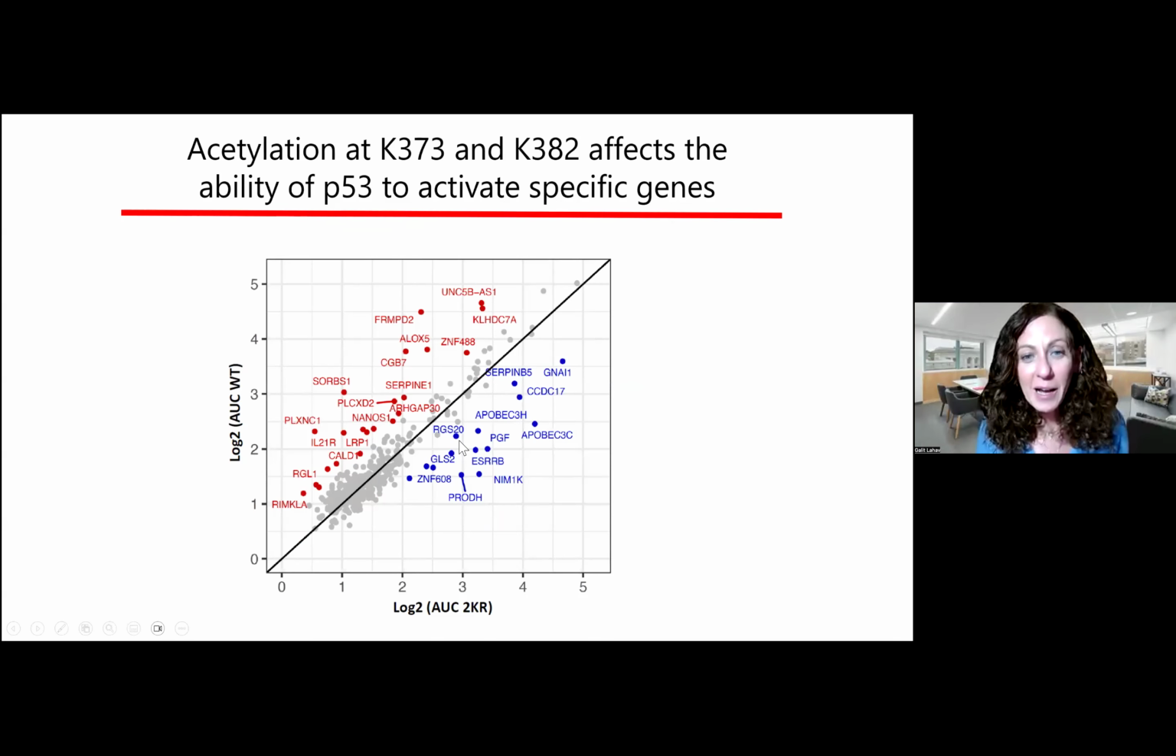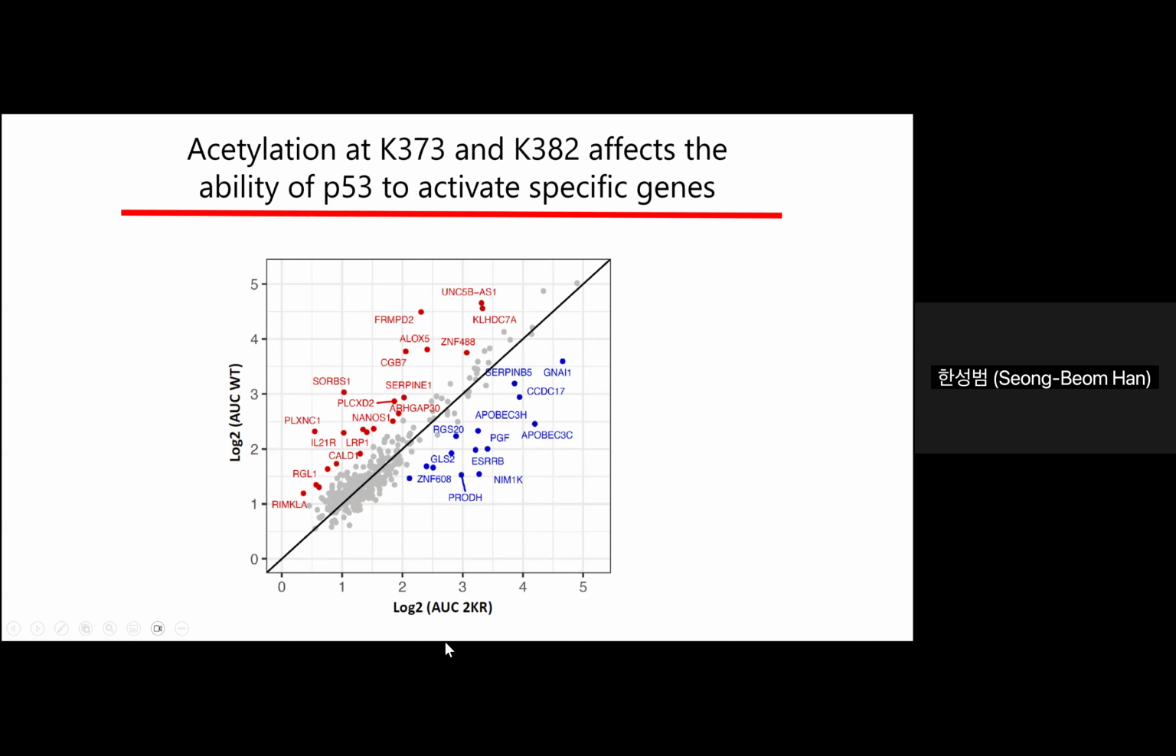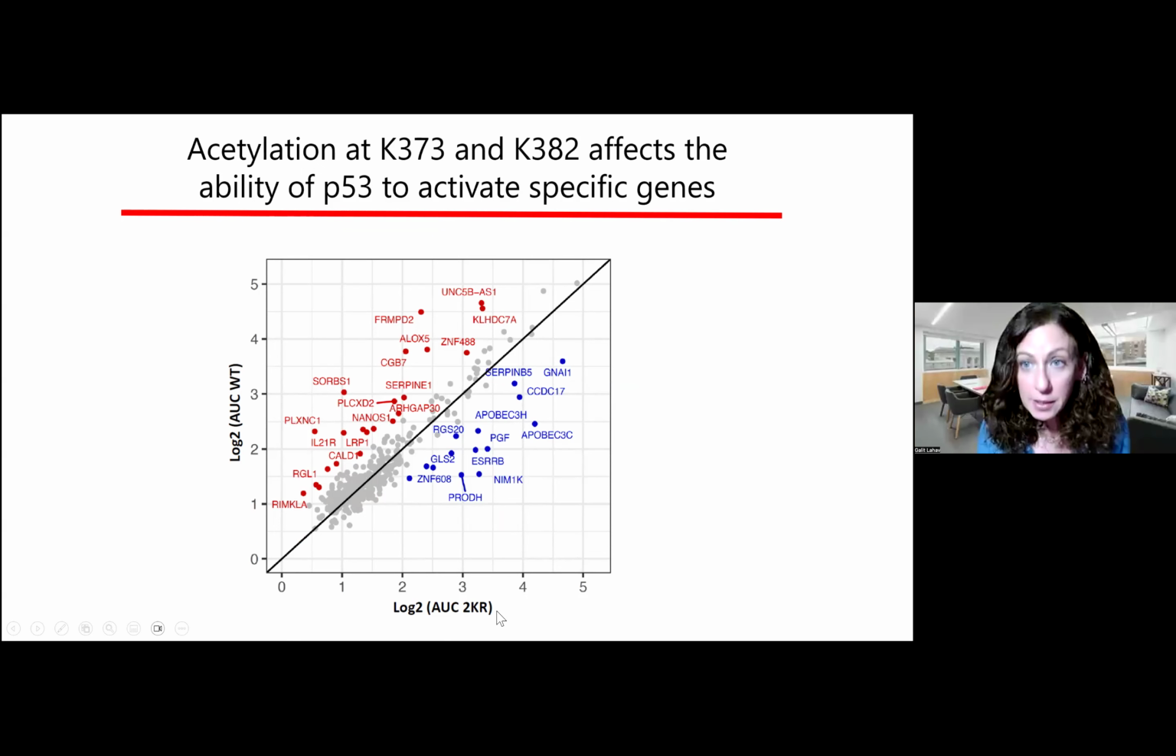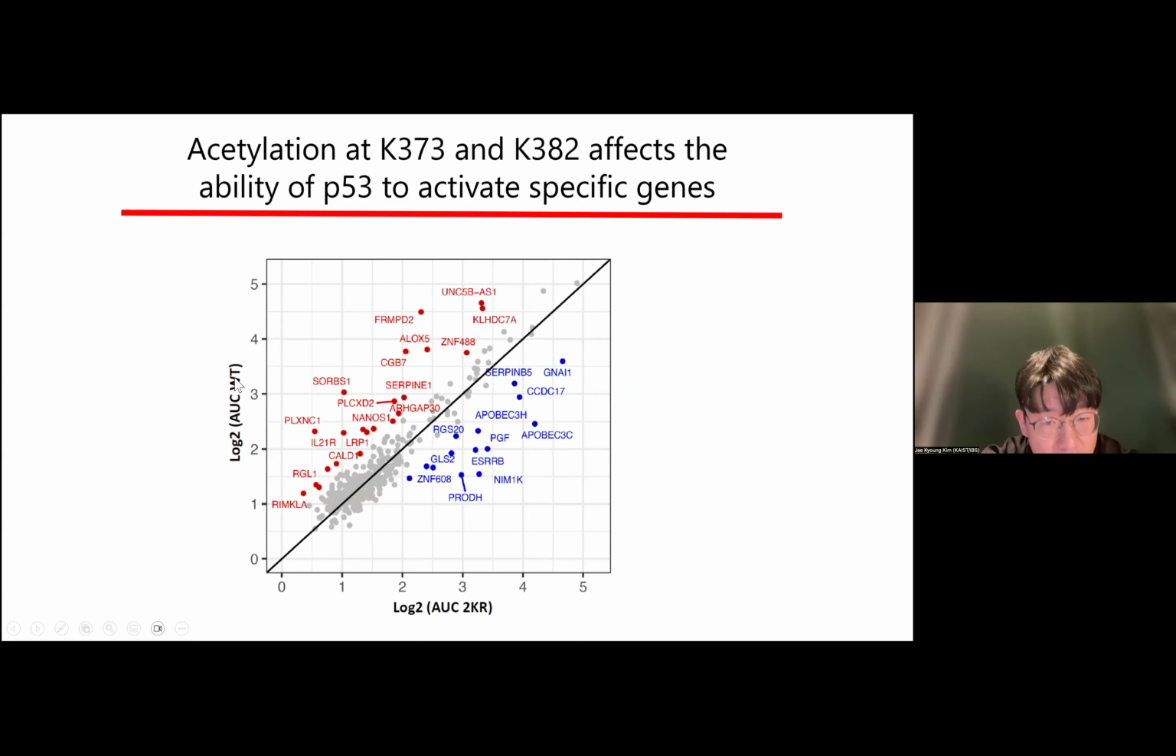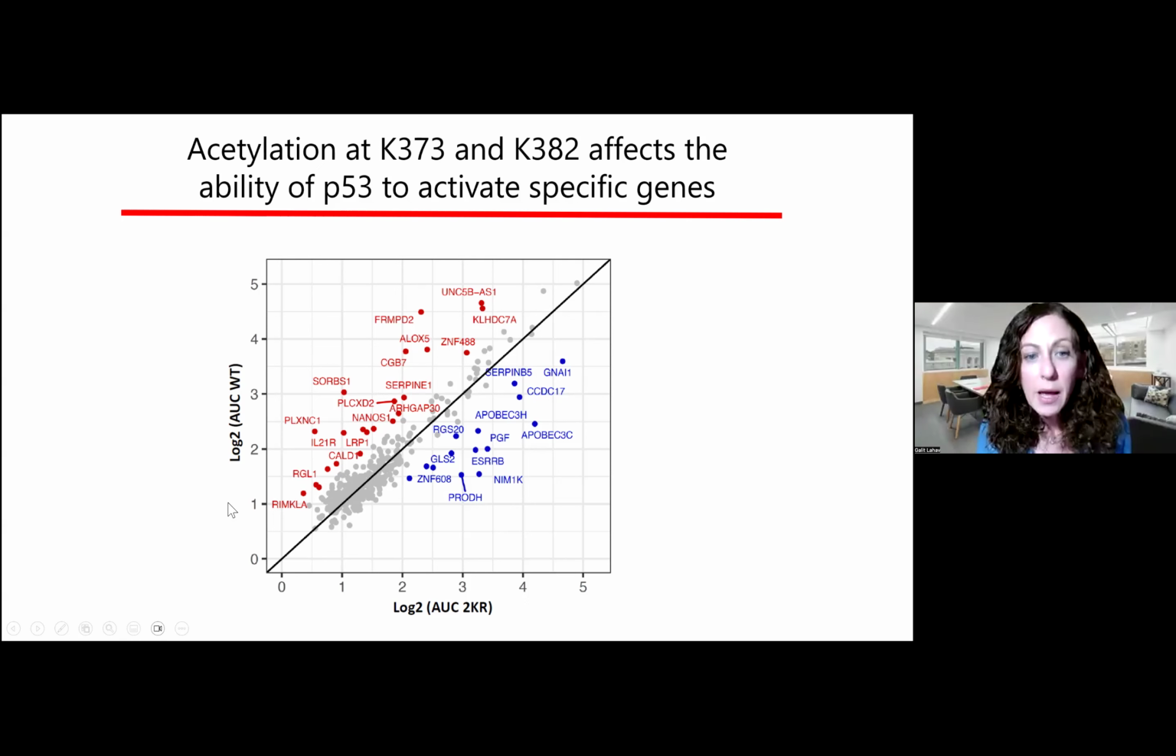And this summarizes the results. What you have on the x-axis is the area under the curve for the mutant p53 that cannot be acetylated, and this is the wild type p53 that can be acetylated. And every dot is a gene. So first of all, the gray genes that are very close to this linear one-to-one curve, these genes don't care. They don't care if p53 is wild type or mutant, if it's acetylated or not acetylated. They're induced at quite similar levels.